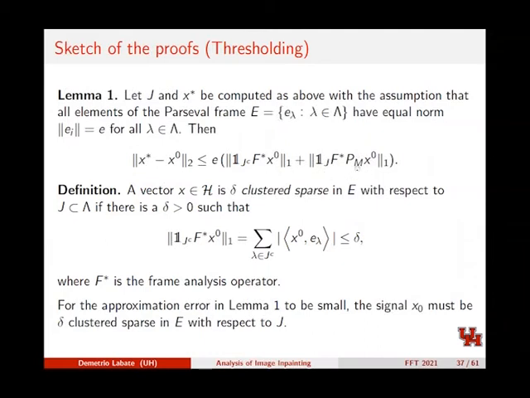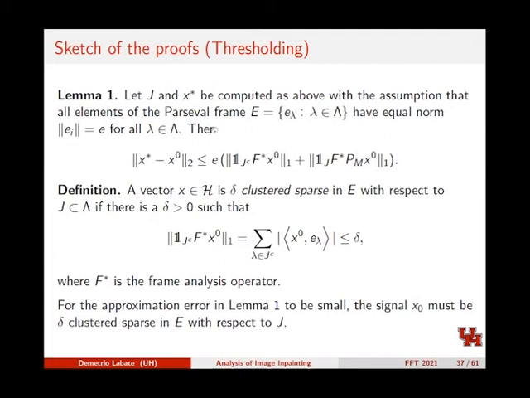And what are those terms? The first term are the non-significant representation coefficients, because those are projected into J complement, the complement of the significant indices. The other term are the representation coefficients associated with the significant indices. And so the delta cluster sparsity comes into play here. We claim that a vector is delta cluster sparse with respect to a representation system if there is a delta such that the L1 norm of the representation coefficients of the non-significant indices is small, controlled by that delta.